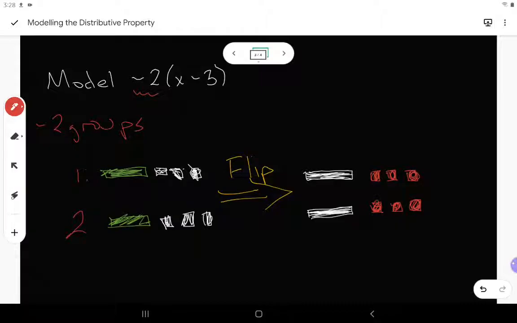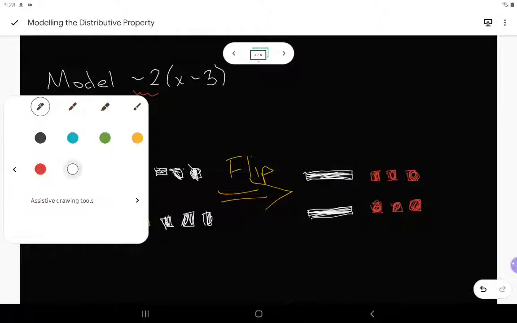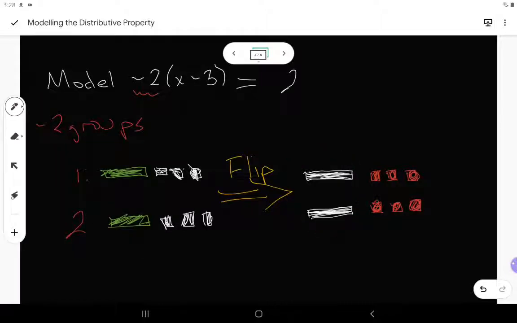Now when I look at everything all together, now I have 2 X's, right? I have 2 X's, but they're negative, so I put that negative in front. And then I have 6 1s, and these 1s are positive, so I write it as positive 6. Okay, and this is just using our distributive property. It tells me how many groups, how much is in each group.